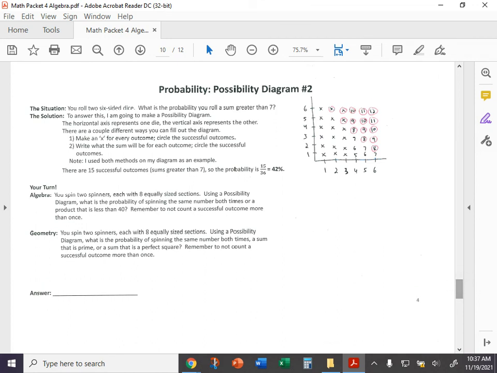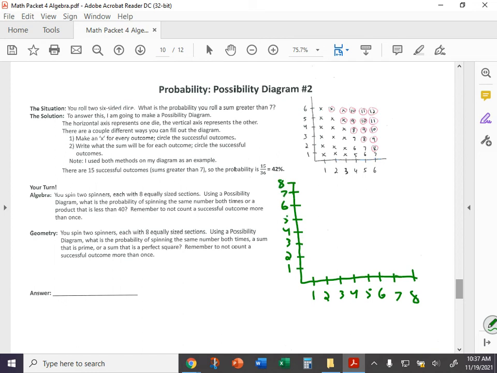Then we go into possibility diagram. Make sure you are making the possibility diagram when you do this. That is part of the deal. Okay? You've got 2 spinners, each with 8 equally sized sections. So 1, 2, 3, 4, 5, 6, 7, and 8. And 1, 2, 3, 4, 5, 6, 7, and 8. And it says, what is the probability of spinning the same number both times? So that's a successful outcome there.